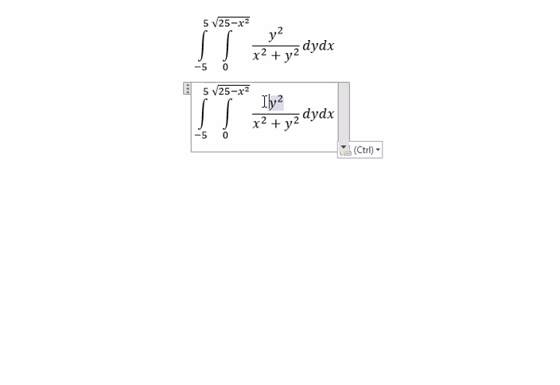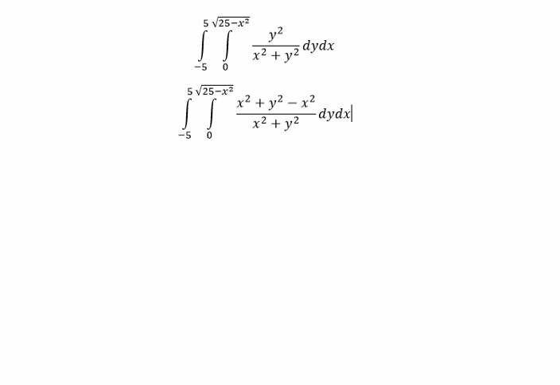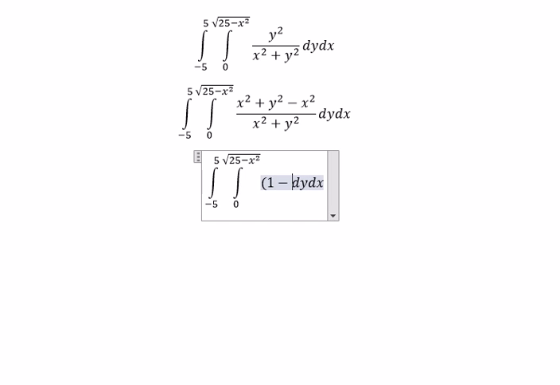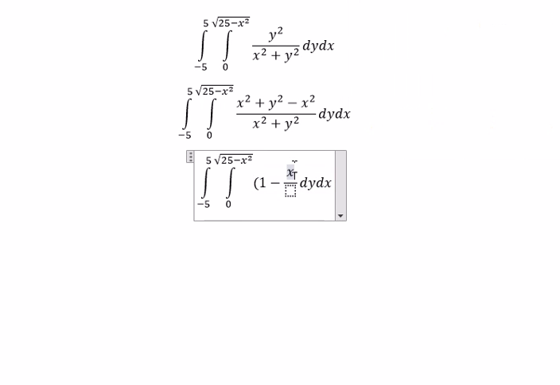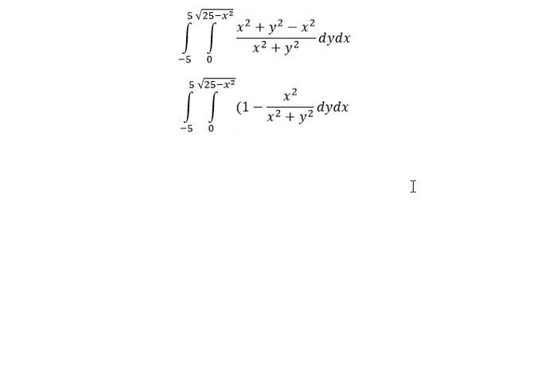So we need to put s to the power of 2 in here. That means we need to subtract s to the power of 2. Dividing this one, you get 1 minus s squared over s squared plus y squared. And now we can get the final answer of this one.